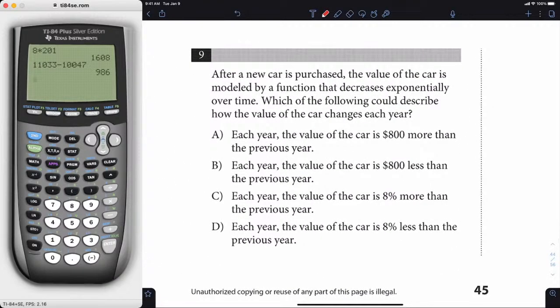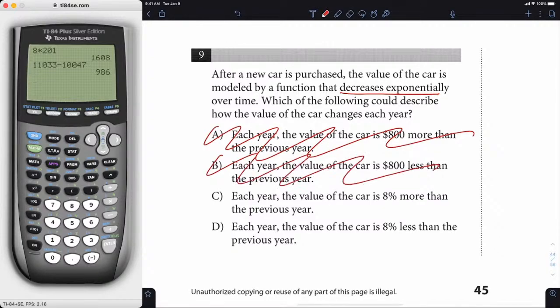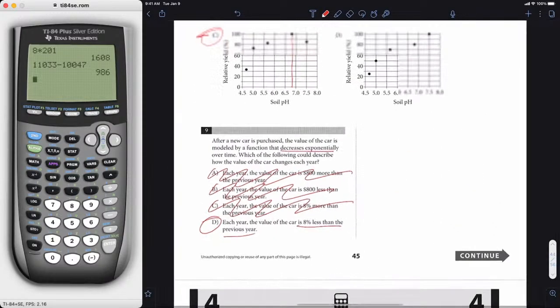After a new car is purchased, the value of the car is modeled by a function that decreases exponentially over time. Which of the following could be how the value of the car changes each year? So we're decreasing exponentially. This is wrong because this is increasing linearly. The value of the car is 800 less than the previous year. Again, decreasing linearly. 8% more, increasing exponentially, so it's going to be D. Decreasing exponentially.